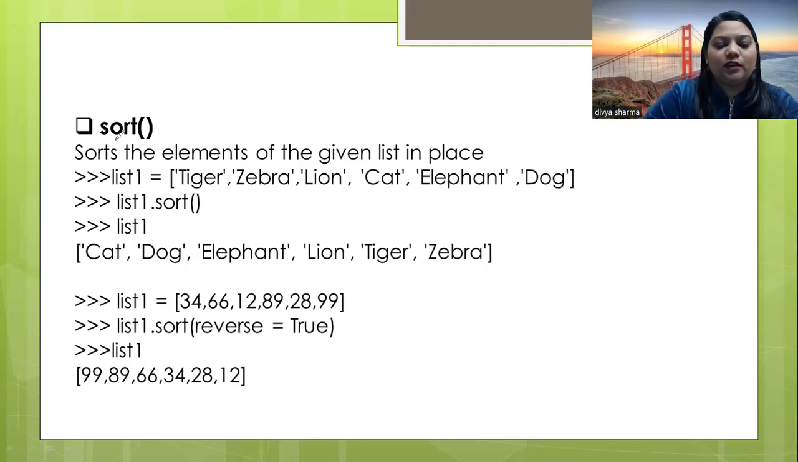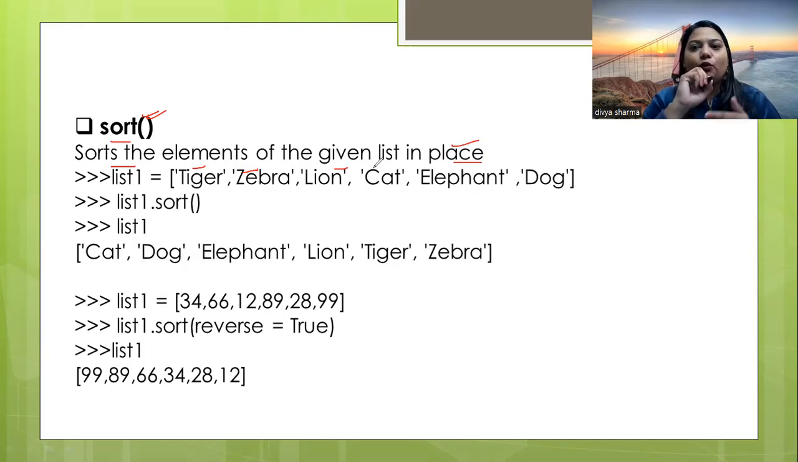So, the sort function. Sort basically means sorting or arranging something in ascending order or in descending order. Ascending means increasing order, descending means decreasing order. You can see that here. So the sort function basically sorts the elements of the given list in place, which means it sorts the given elements of the list in a particular order, either ascending or descending.